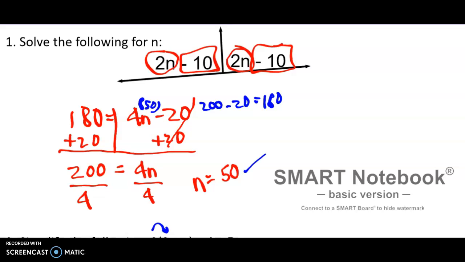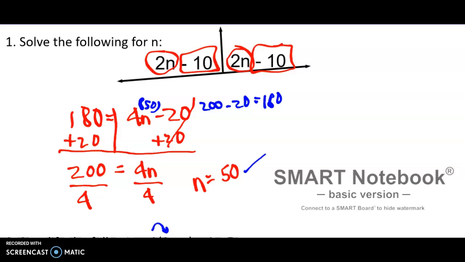Alright, let's take a look at number one. Solve the following for n. You have a straight angle which measures 180 degrees. When you count up your total number of n's, you see that you have 4. Total number of negatives, you have negative 20. So it's 180 is equal to 4n minus 20.